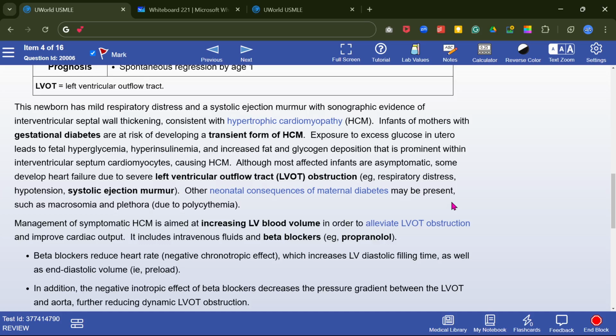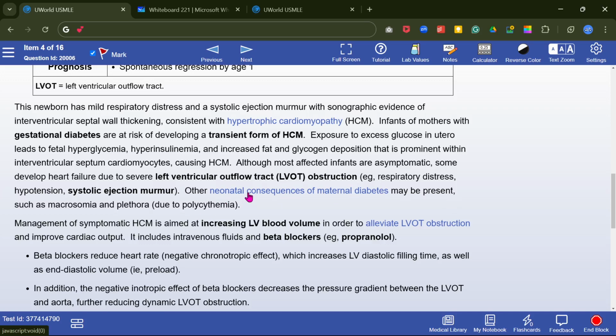Infants of mothers with gestational diabetes are at risk of developing a transient form of HCM. Exposure to excess glucose in the uterus leads to hyperglycemia, hyperinsulinemia, and increased fat and glycogen deposition that is more prominent in the interventricular septum cardiomyocytes, causing HCM. Although most affected infants are asymptomatic, some develop heart failure due to severe left ventricular outflow tract obstruction, respiratory distress, hypertension, and systolic ejection murmur.